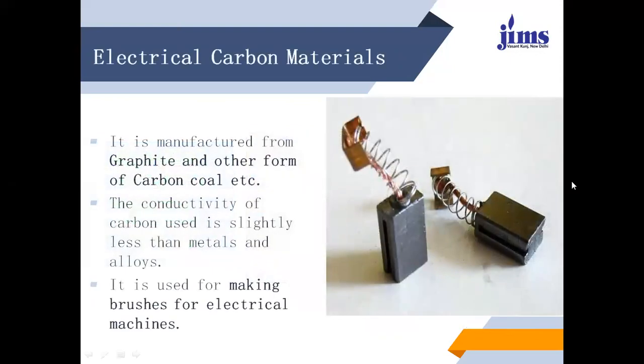Electrical carbon materials are also there. They are manufactured from graphite and other forms of carbon. The conductivity of carbon used is slightly less than metals and alloys. It is used for making brushes for electrical machines.